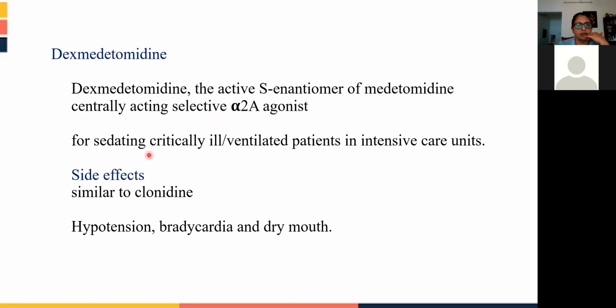Because it is similar to clonidine, it can cause side effects like clonidine. It can cause hypotension, bradycardia, and dry mouth. You know that clonidine is an antihypertensive agent. Like that, dexmedetomidine can cause hypotension, bradycardia, and dry mouth.